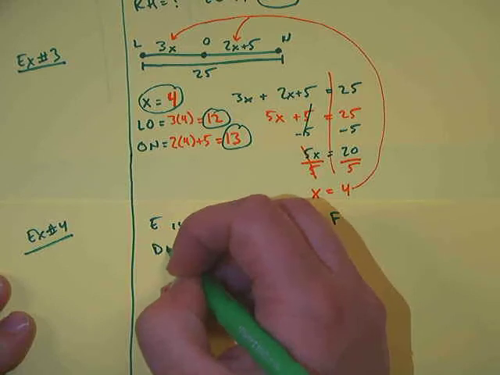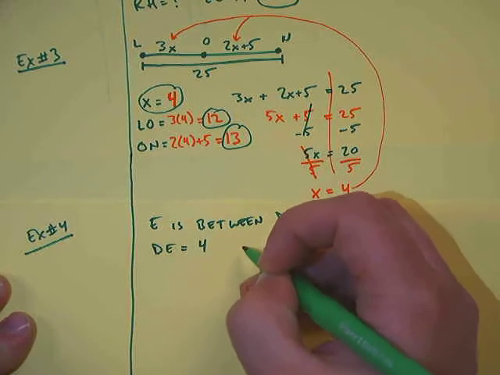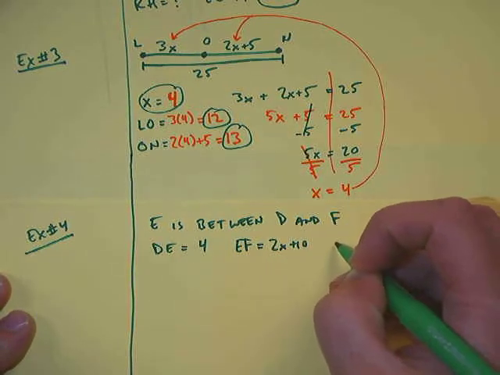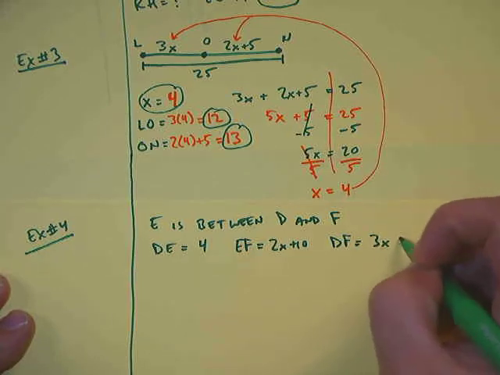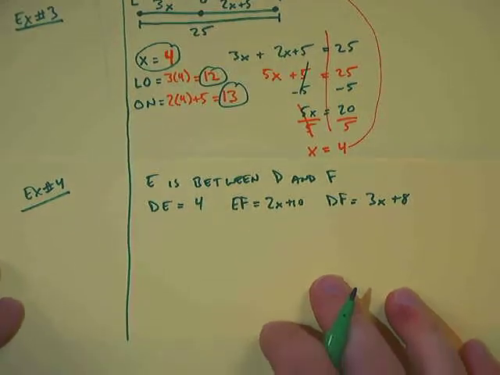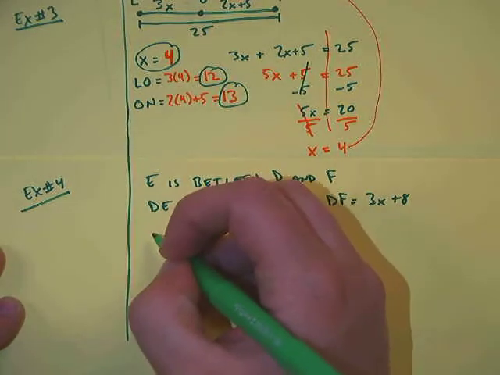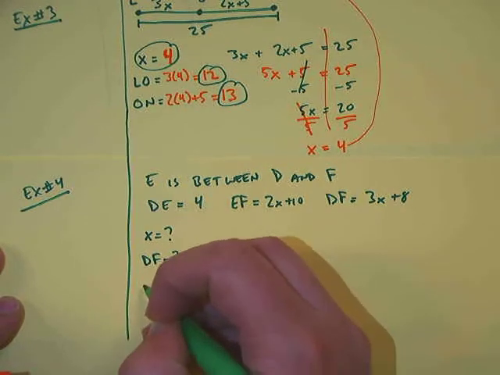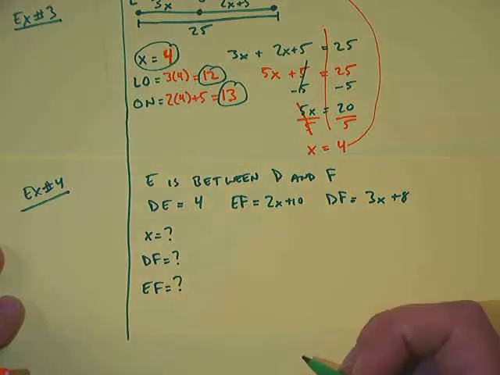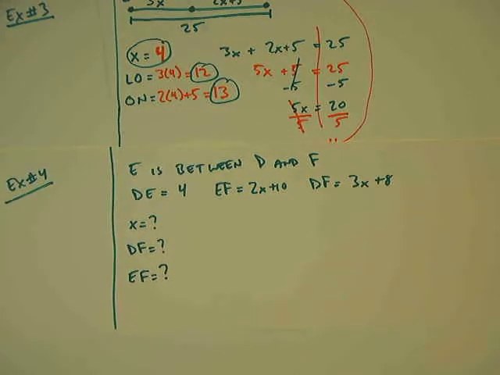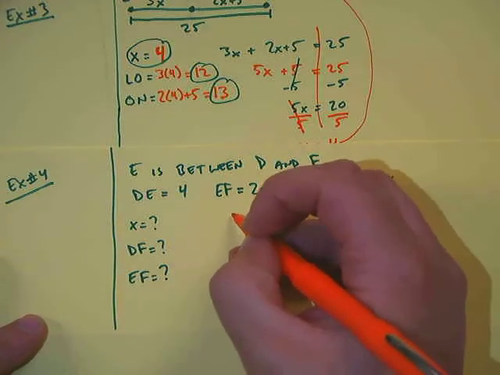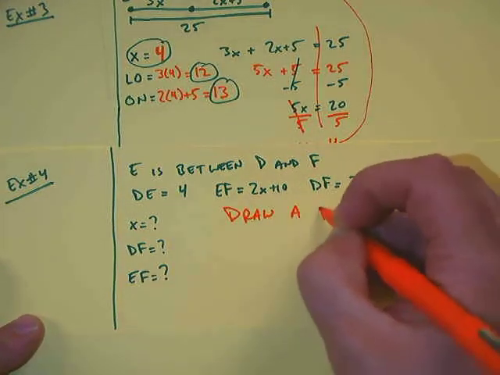So here we go. For this one, we are told that E is between D and F. They tell us DE equals 4. EF equals 2x plus 10. And DF equals 3x plus 8. And we want to know the value of x, the value of DF, and the value of EF.